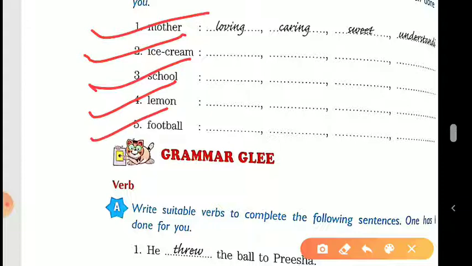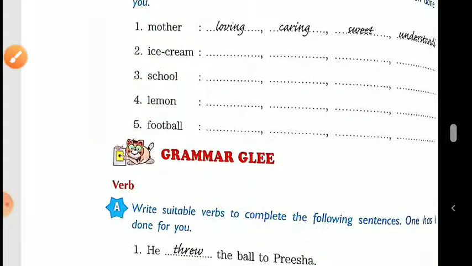And the fifth word is football, and the words which immediately come to our mind after listening to this word are game, fun, friends, field, and match.